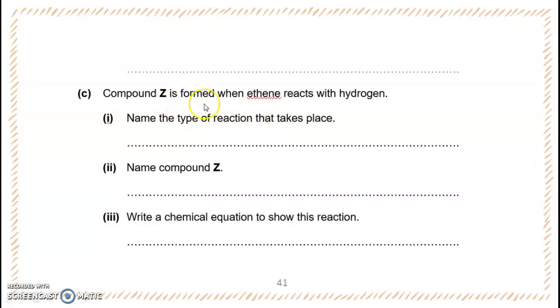Compound Z is formed when ethene reacts with hydrogen. This one I've already answered. And what is compound Z? Let's take a look at what you think compound Z is. When I add ethene plus hydrogen, C2H4 plus H2, this will give me ethane, which is the alkane. Let's try to write the equation. It should look something like this.